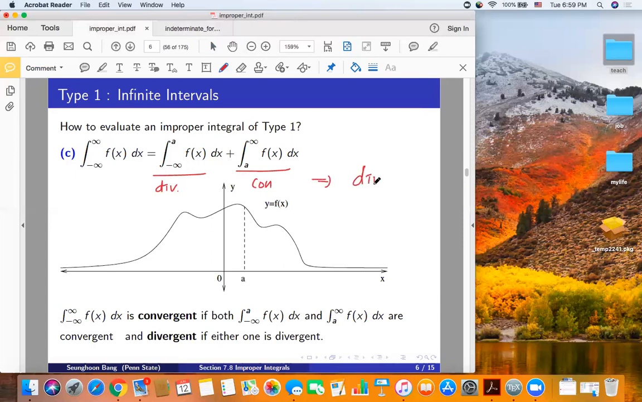The improper integral is divergent. Here, the first one is convergent, the second one is divergent. What is the answer? Divergent. If the first one is divergent and the second one is divergent, the answer is divergent. Last one: the first one is convergent, the second one is convergent. What is the answer? Convergent. This is the exact meaning of convergence and divergence in the third case.